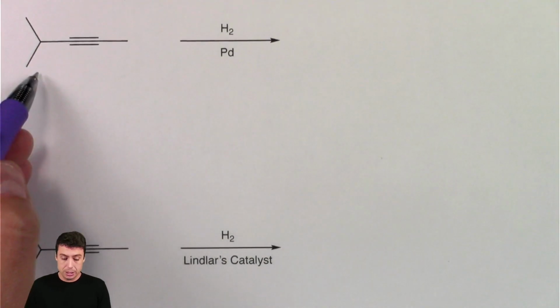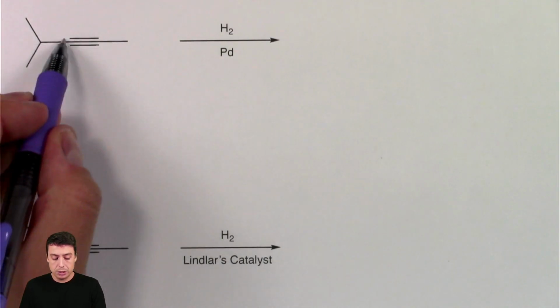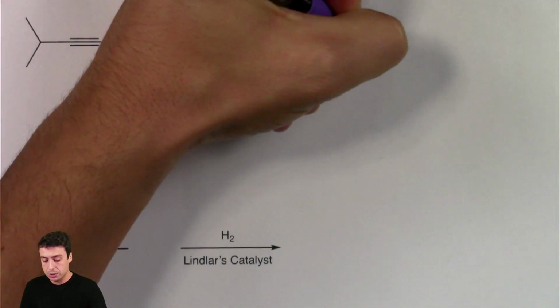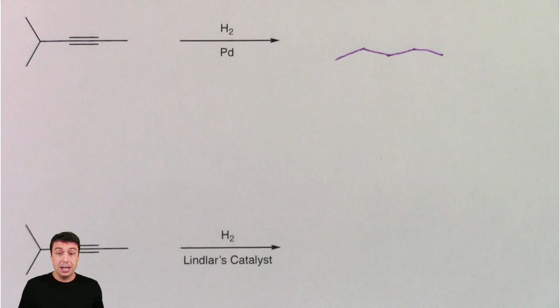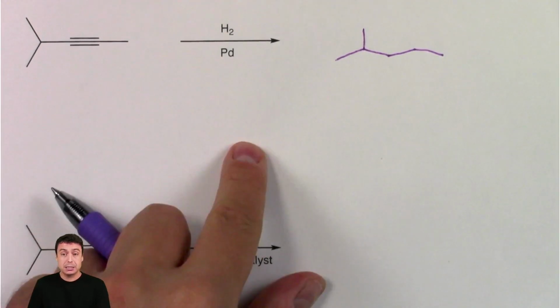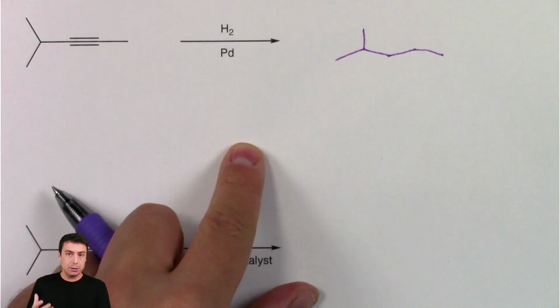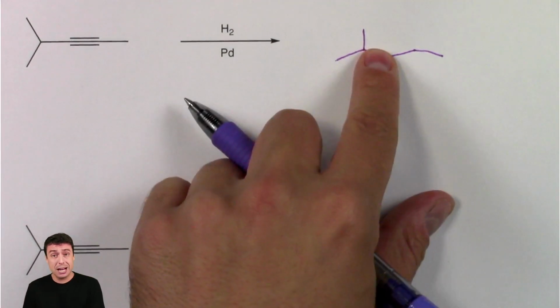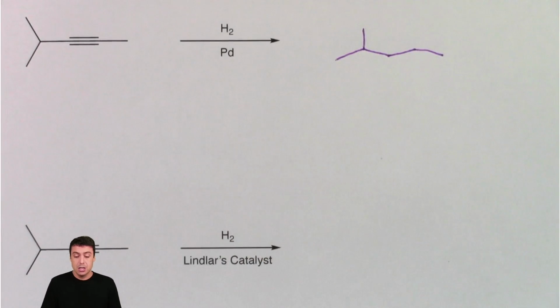So what this would do here is I've got a 1, 2, 3, 4, 5 carbon chain. It gets rid of all of my pi bonds. That's it. It just goes all the way to the alkane. It can't stop at the alkene because if you stopped at the alkene, well, you've got more H2 and palladium in the system. It's just going to keep reacting and go all the way to the alkane. So that doesn't allow us to stop. It's not picky, it's not selective. It just goes all the way to the alkane.